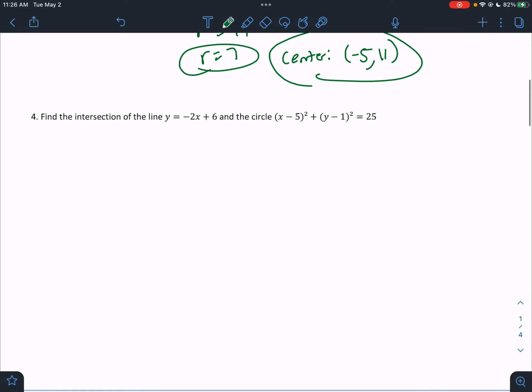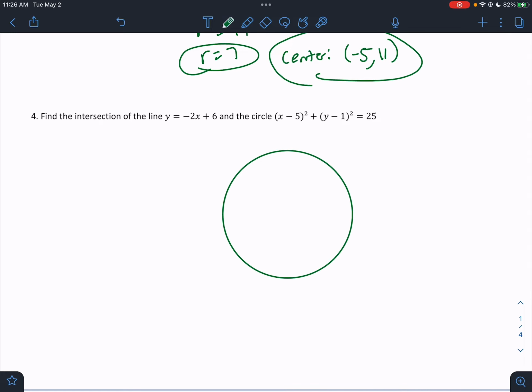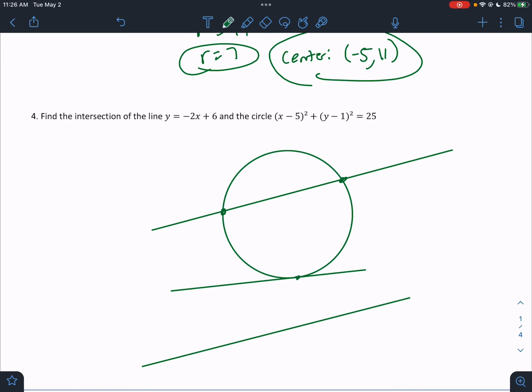Let's start with what could this look like? Draw a circle. How many ways can you draw a line and a circle intersecting? Well, the line could hit it twice, 1, 2. It could hit it once. It could be tangent, 1, or it could miss it entirely. So you could have 2 real solutions, 1 real solution, or no real solutions. These are the possible situations for a line and a circle.